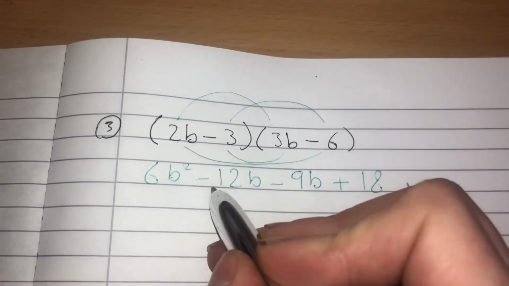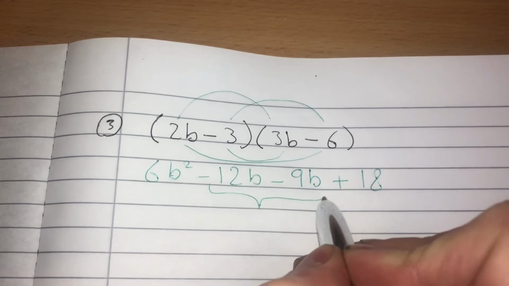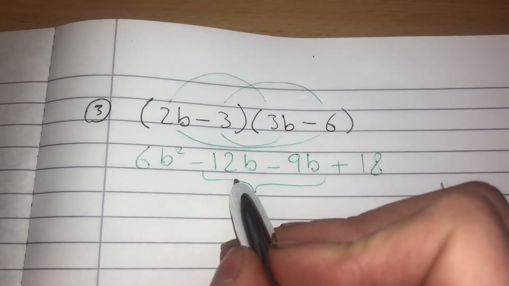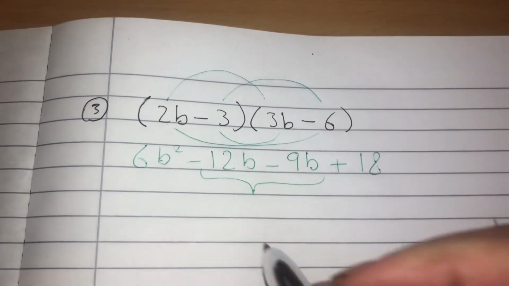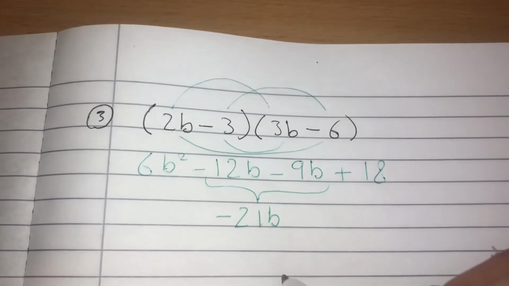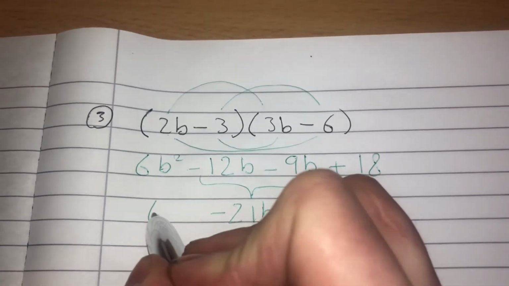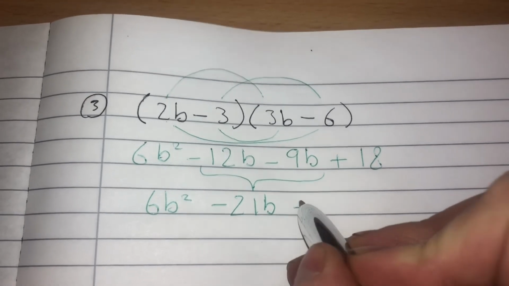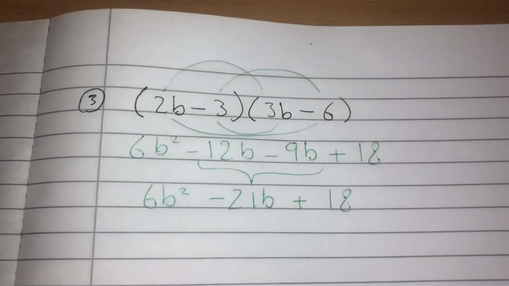And then last, of course, just collect the like terms in the middle. Minus 12, take away 9, think of a number line, we're at minus 12 and we're going down by another 9. That takes us to minus 21b. And again, just bring everything else down. So we've got 6b squared minus 21b plus 18.